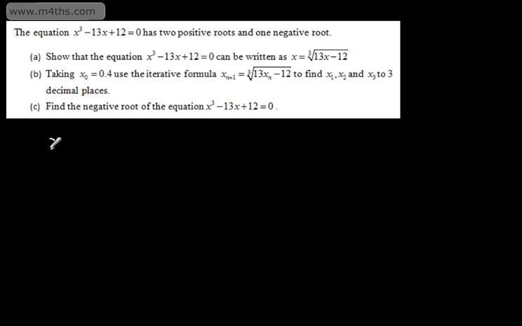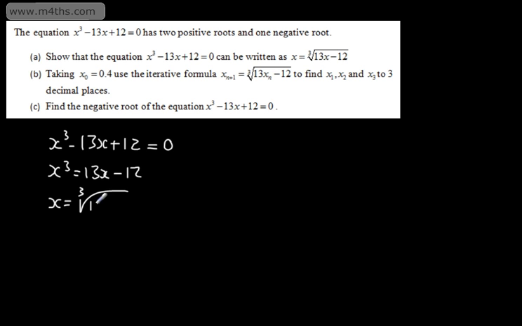So let's start here. What we've got then is x cubed minus 13x plus 12 is equal to 0. So I'm going to write now that x cubed is going to be 13x minus 12, and then taking the cube root of both sides of the equation, we can say now that x is equal to the cube root of 13x minus 12. So at this stage, what we had is f of x is equal to 0. What we've now got is x is equal to g of x, where g of x is a new function that I've created based on the terms in the original equation.